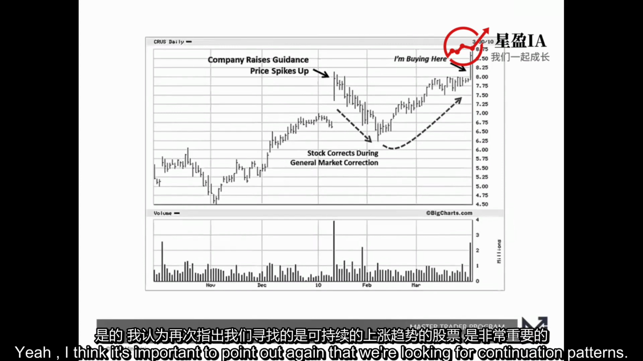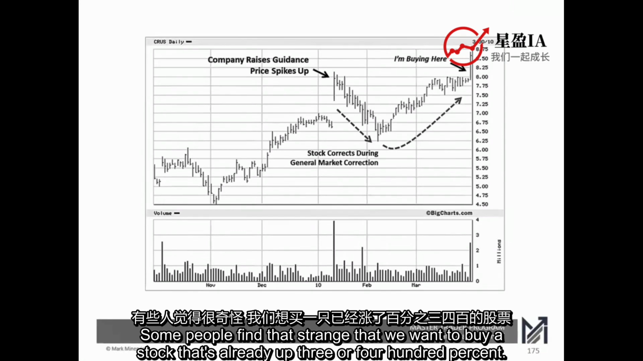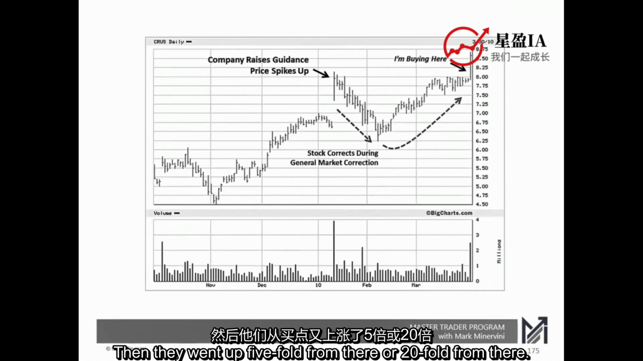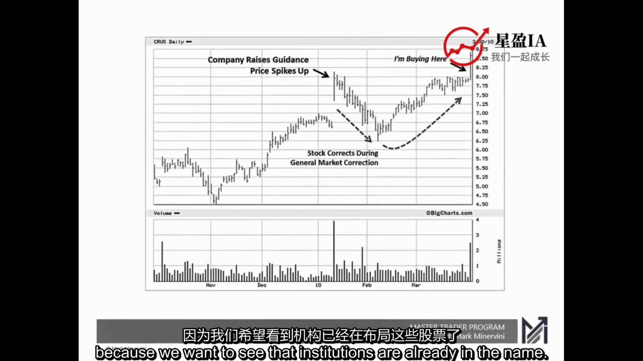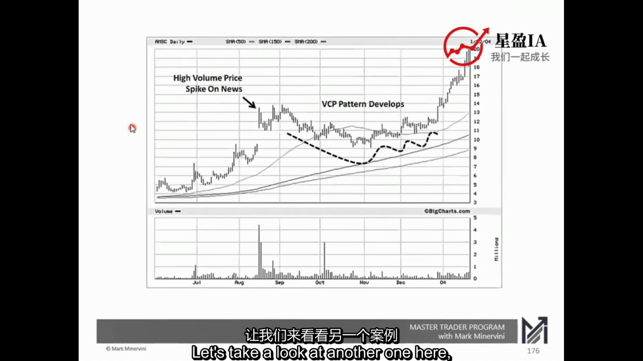Yeah, and I think it's important to point out again that we're looking for continuation patterns. We're looking for a continuation of an already existing trend. Some people find that strange, that we want to buy a stock that's already up 300 or 400%. In some cases, I bought stocks that were up tenfold, and then they went up five-fold from there or 20-fold from there. So we're looking for a continuation because we want to see that institutions are already in the name, it's in an uptrend, and we've got that inertia. Let's take a look at another one here, AMSC.